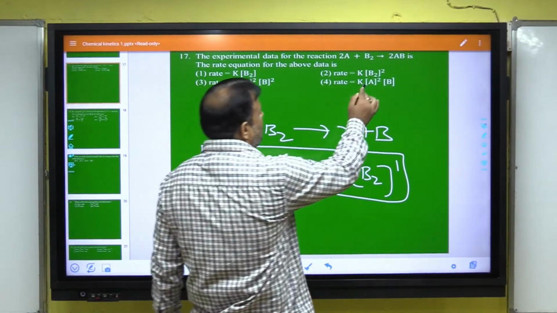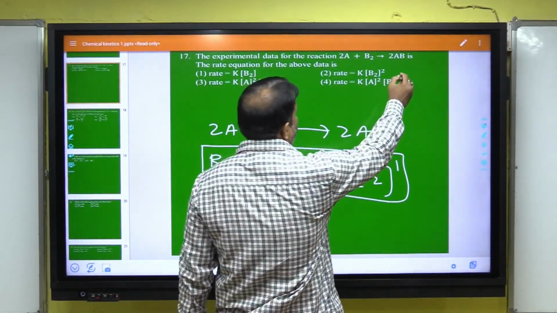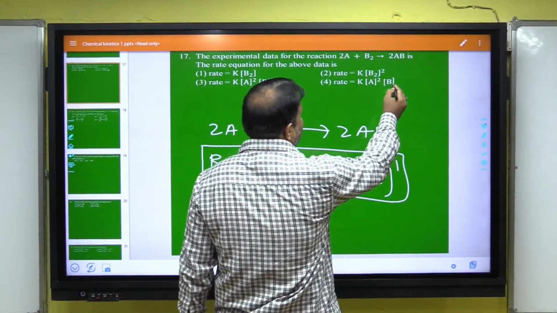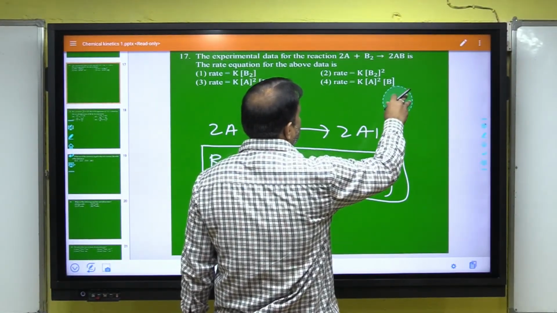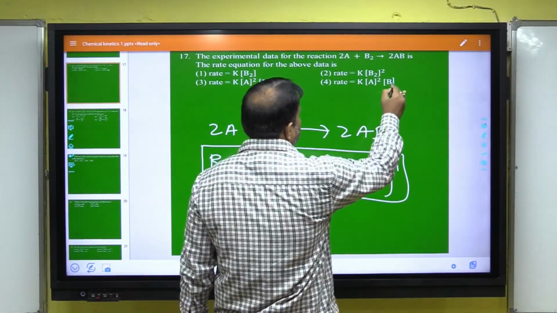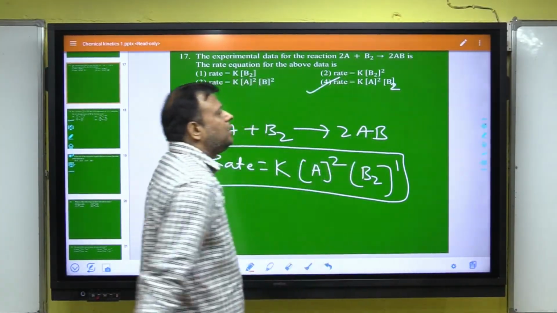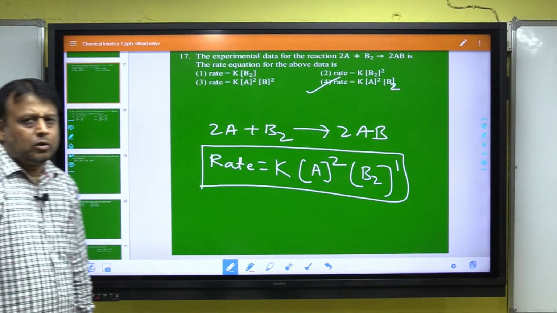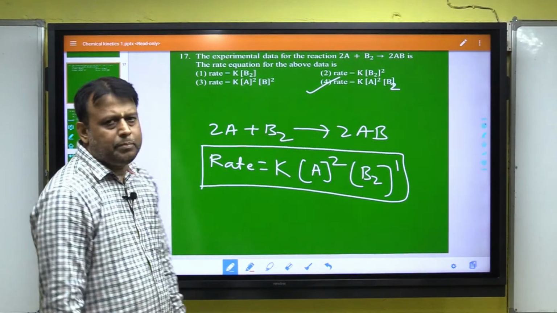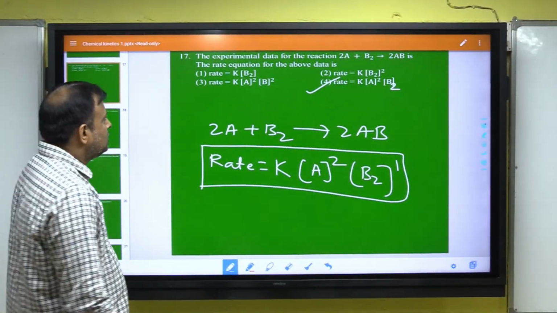Listen, rate equal to K A to the power 2 B to the power 1, but in bracket it is B2, not B, it is B2 and hence option number 4. Clear? Question number 17, option number 4. Next.